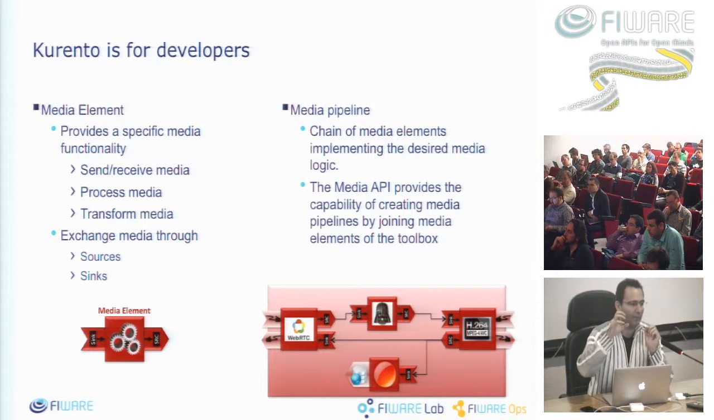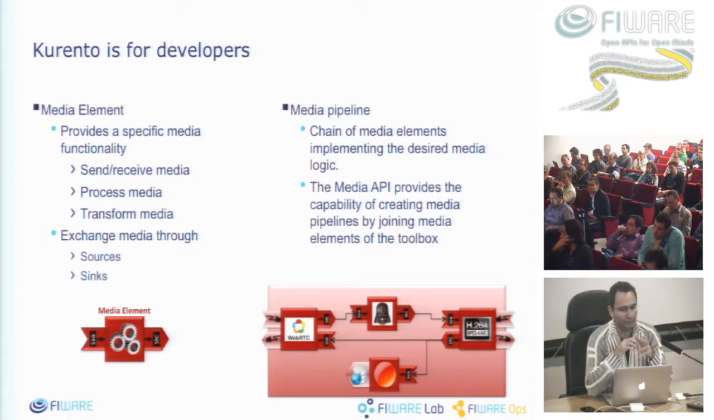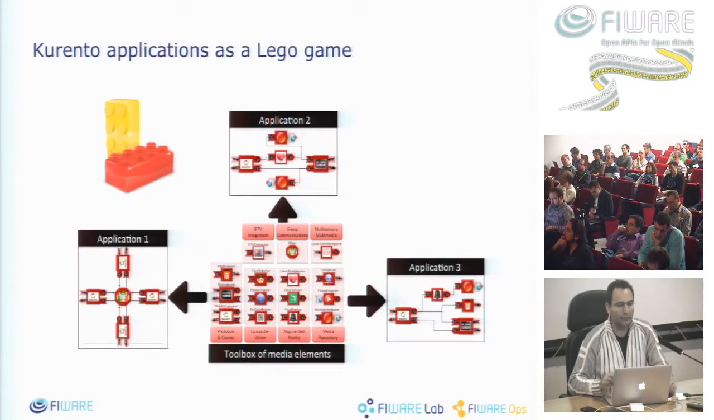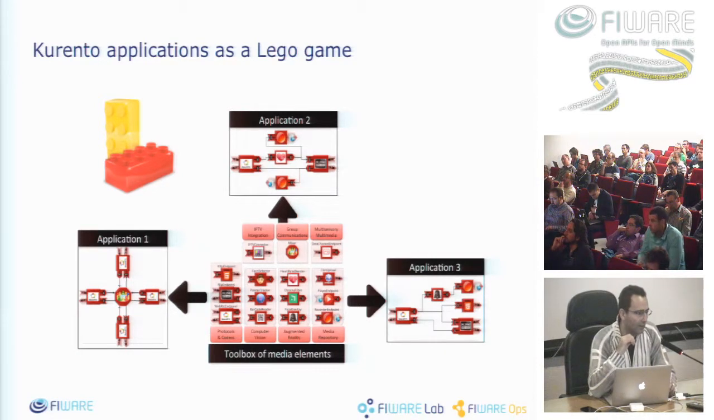So if I put a pipeline which is capable of recording, I will be recording. If after that I put a media element which is capable of detecting faces, I will be detecting faces. If after that I put a media element capable of adding subtitles, then I will be adding subtitles. This is the point, okay? So somehow the Kurento API has been designed following a Lego philosophy. So that you have different pieces and you get the pieces and connect them for creating whatever you want. Okay, this is the main idea.